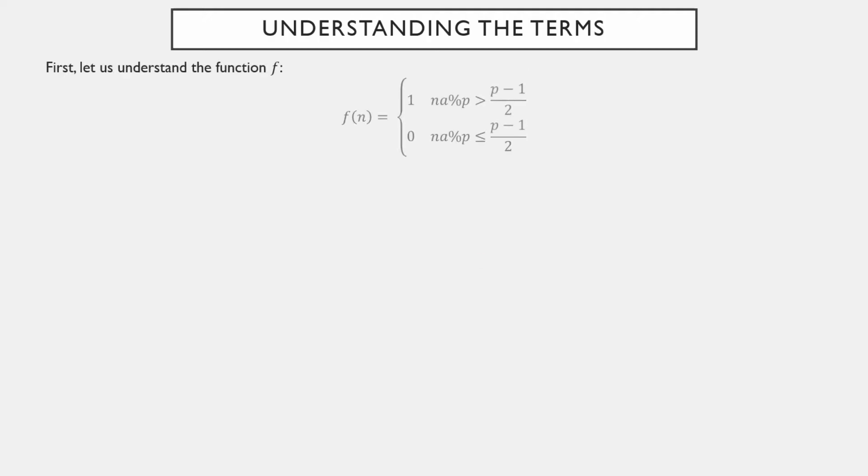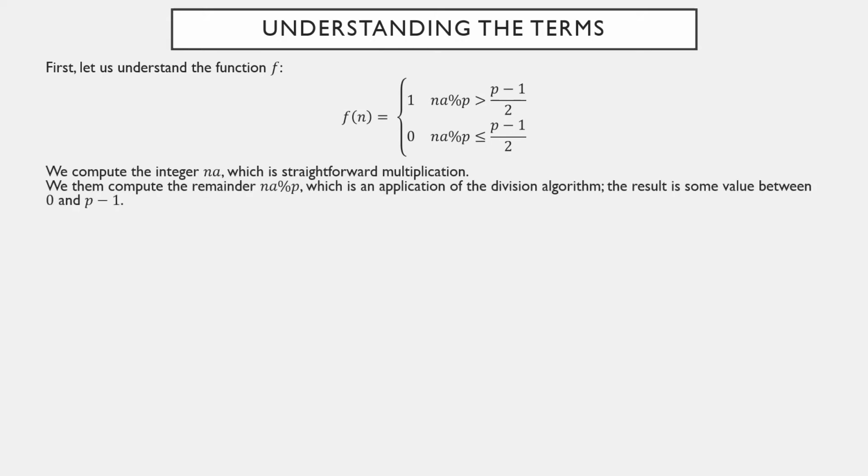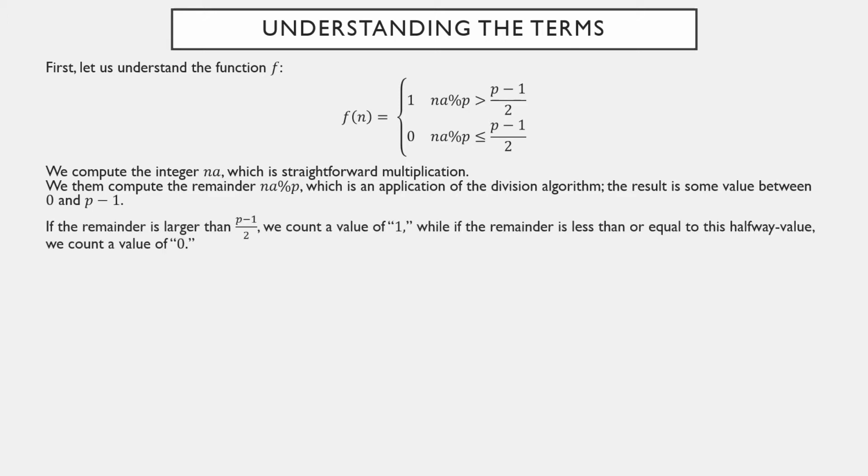So what does the function f do? We compute the integer n times a. That's just multiplication, and then we find a remainder. The value is somewhere in between 0 and p minus 1, because the remainder has to be. If the remainder is bigger than (p minus 1) over 2, we count a 1, and if it's less than or equal to it, we count a 0.